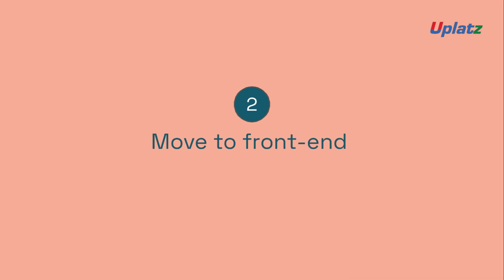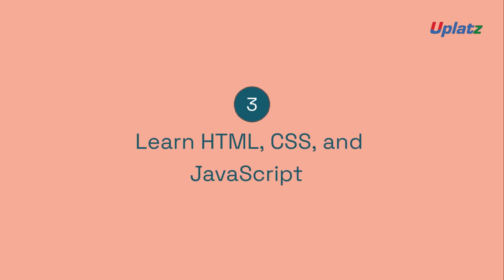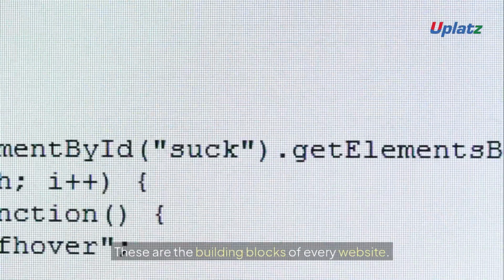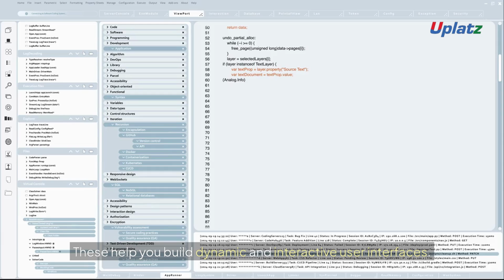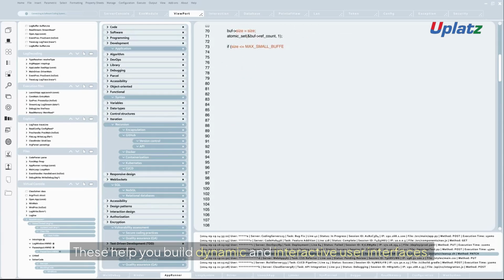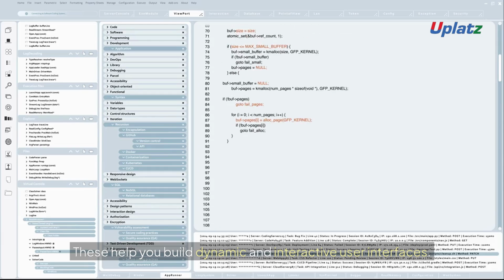Then move to front-end development. Learn HTML, CSS, and JavaScript. These are the building blocks of every website. Once you're comfortable, pick a front-end framework like React, Angular, or Vue. These help you build dynamic and interactive user interfaces.